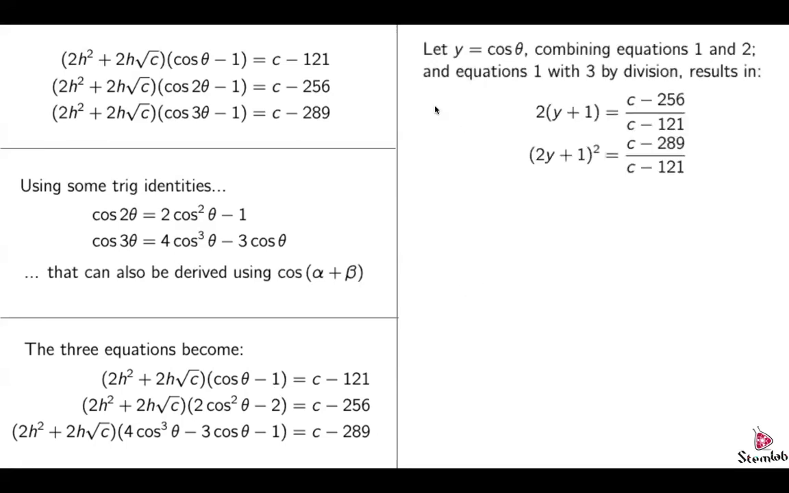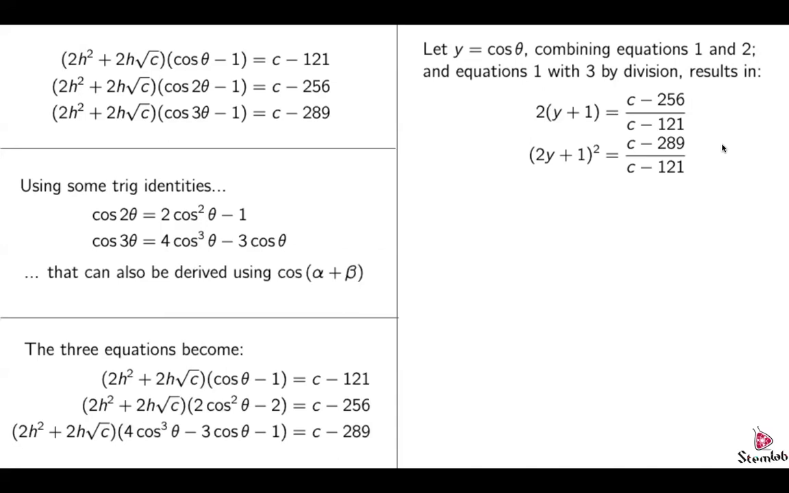So, doing a bit of substitution to make it easier to follow, we let y be equal to cosine theta, and then we can combine equations 1 and 2, equations 2 and 3, and 1 and 3 by division. Dividing the second equation by the first equation, we end up with a simple quotient on the left-hand side, which is really 2 times y plus 1, which is now equal to c minus 256 over c minus 121.